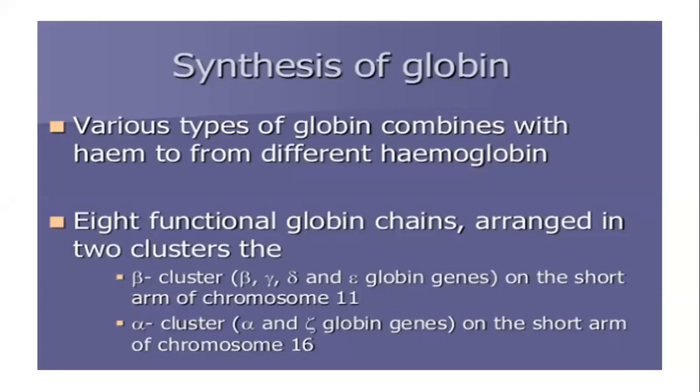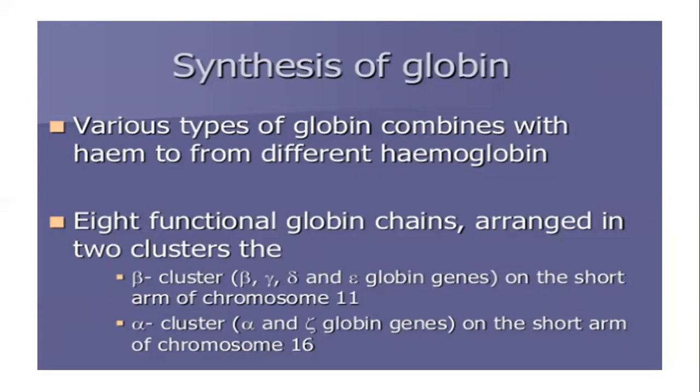So basically, for you to form the globin, it's good for us to note very quickly that there are 8 functional globin chains in life. And these 8 functional globin chains are arranged in clusters, all right? The first cluster is what we call the beta cluster, sometimes the non-alpha cluster or the beta cluster. The beta cluster basically has the beta globin, gamma, delta, and epsilon globin genes, right?